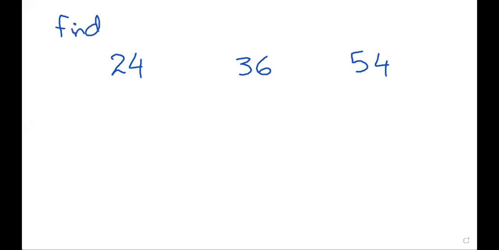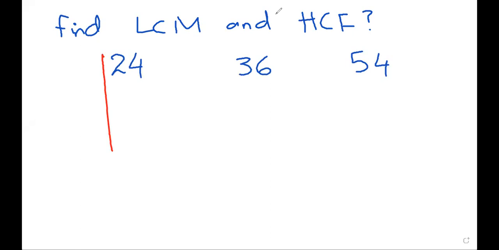If you have three numbers like 24, 36, and 54, and you are asked to find LCM and HCF both, what you are going to do, just understand it very carefully. I'm just solving this whole.